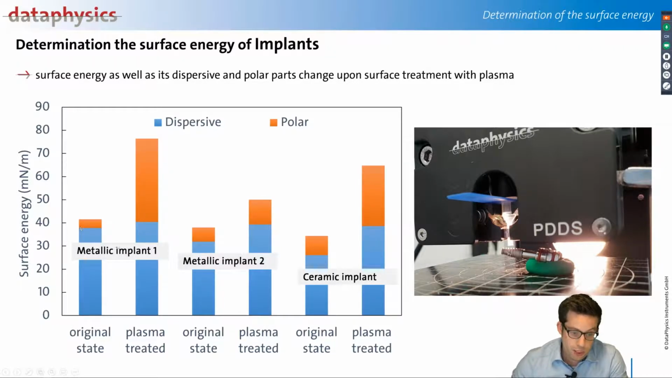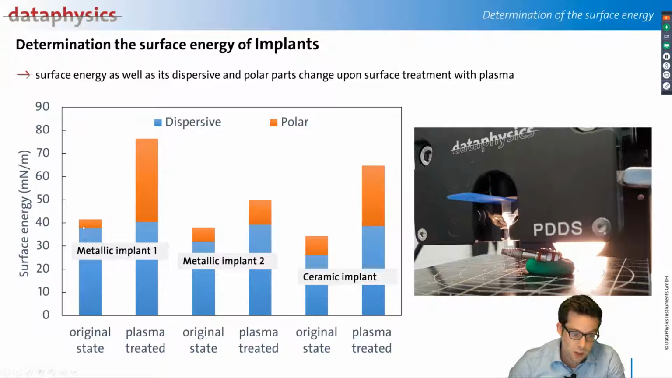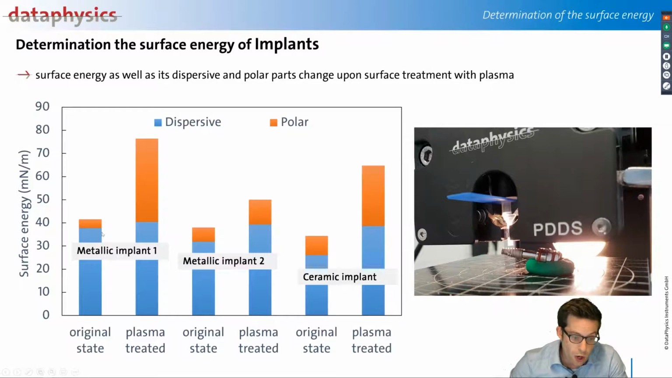Now you see the results here on the left side. Implant number 1, we have a look at it first, in its original state, taken out of the package. Then we put a drop of water, diiodomethane, and some other liquids on it, and the software calculates the polarity of the surface. This is the so-called surface free energy. You have in blue the dispersive part for non-polar interactions, and in red the polar part from polar interactions. If the surface has polar groups, like OH groups or ketone groups, then this red part will be big.